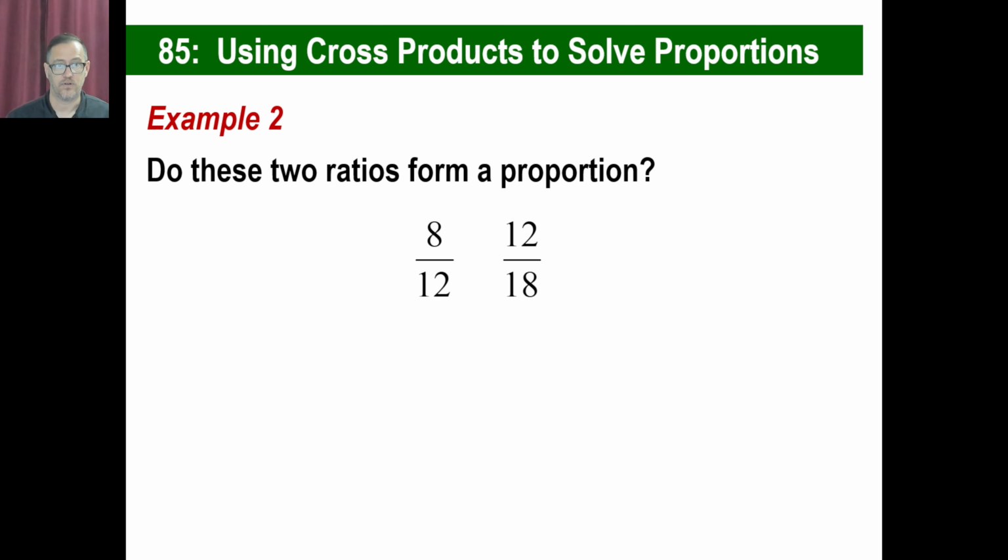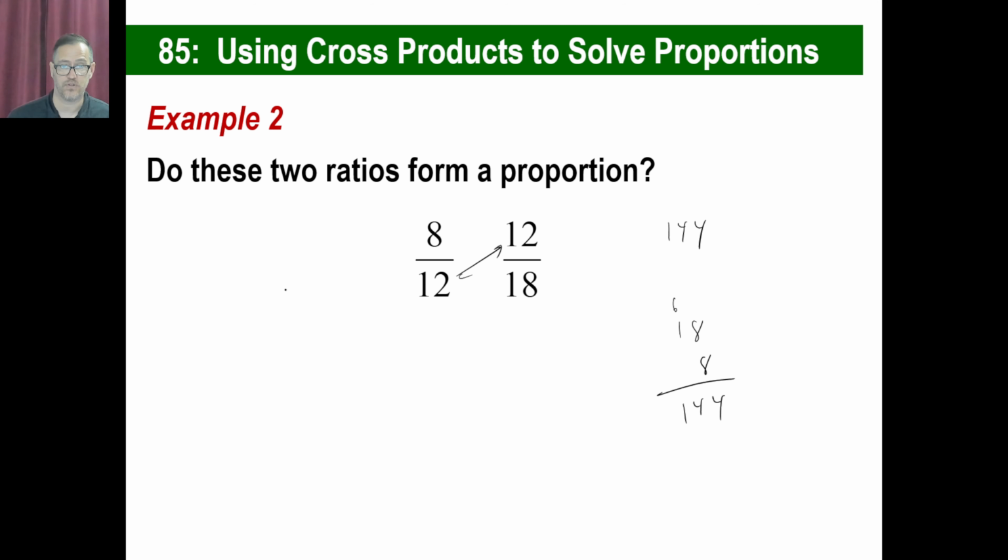Okay. All right. Do these two ratios form a proportion? Are they equal? Well, let's figure it out. The way we can figure this out is to multiply the numerator times the denominator of the other one and see if it's the same thing as the denominator times the numerator of the other one. Well, we all know 12 times 12, right? That's 144. Is this equal to 8 times 18? Well, 8 times 18. 8 times 8 is 64. 8 times 1 is 8 plus 6 is 14. Well, I'll be. Okay. So 8 over 12 is the same thing as 12 over 18.